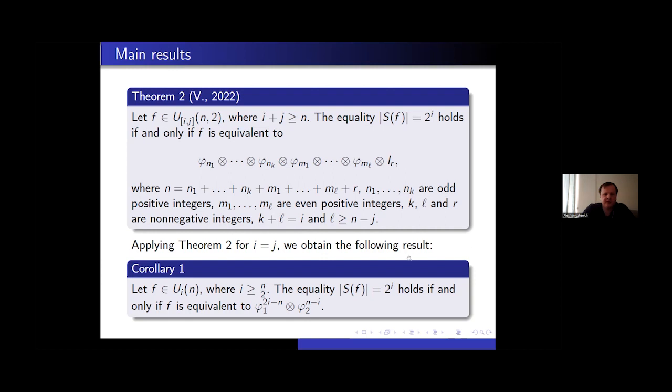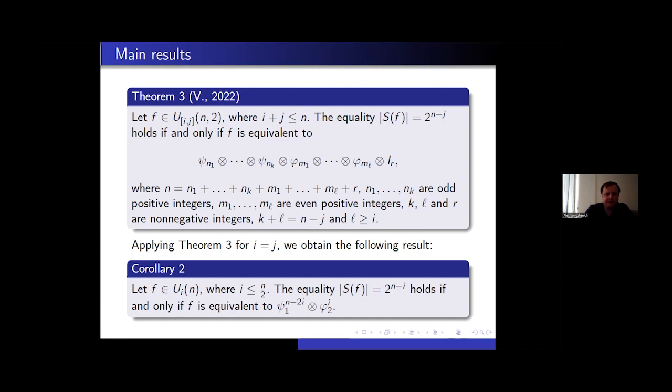So for eigenfunctions, we have only one optimal eigenfunction up to equivalence. But for the general case, the number of optimal functions is not one. It may be 2, 3, and so on.